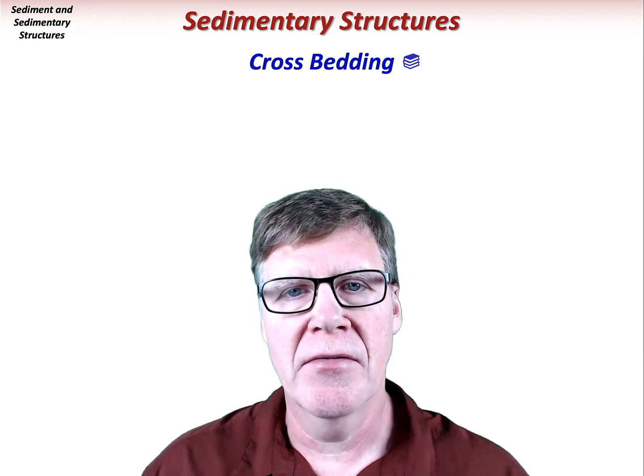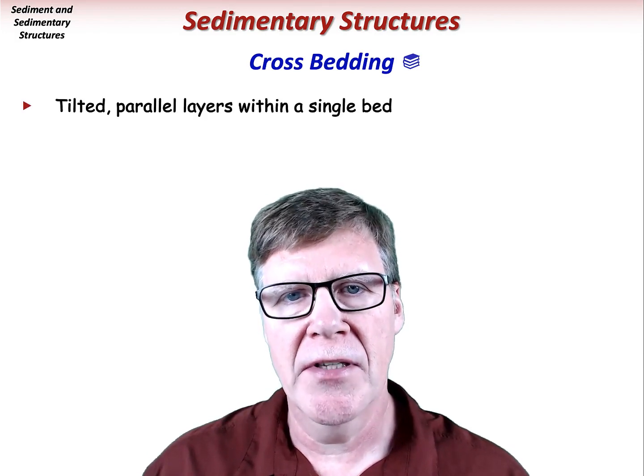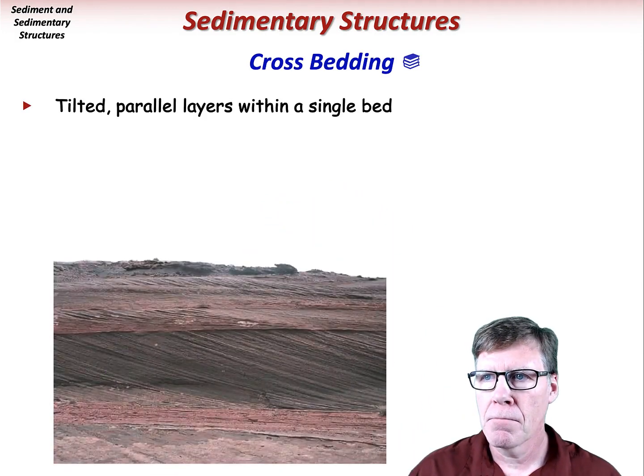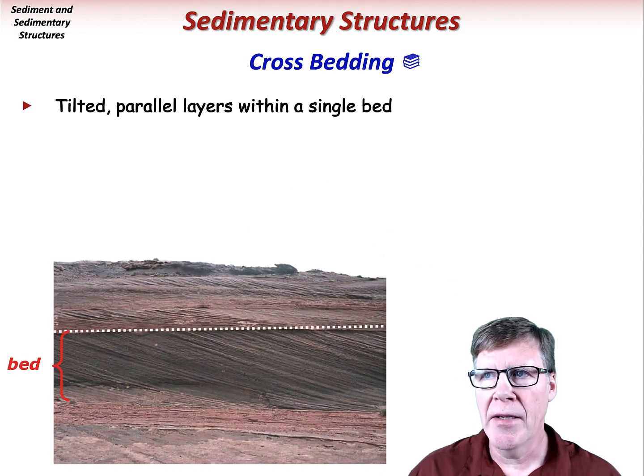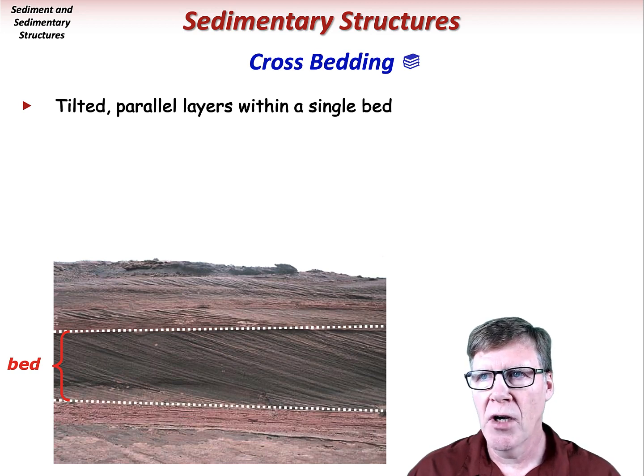Crossbedding is a series of tilted parallel layers within a single bed. At the top of the bed, the crossbeds are steeply dipping and truncated by the overlying bed, whereas the crossbeds go tangential or almost horizontal, almost parallel, to the bottom of the bed.